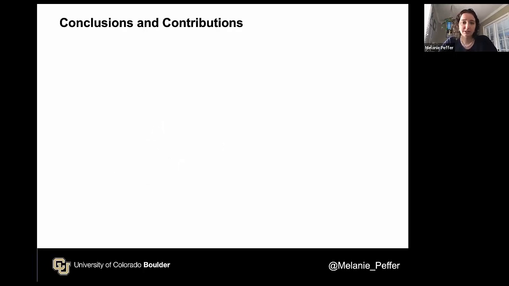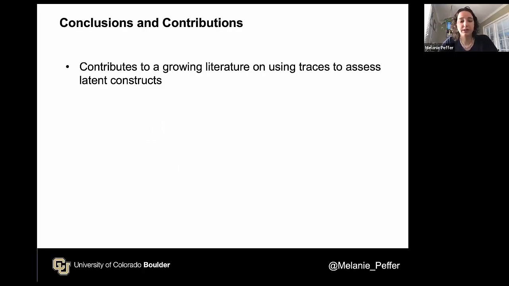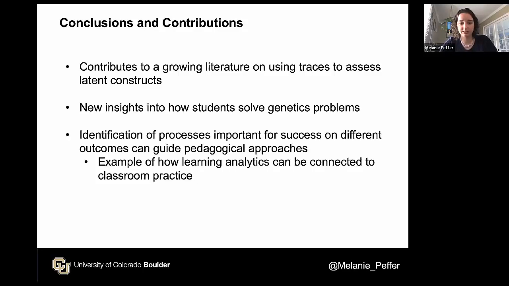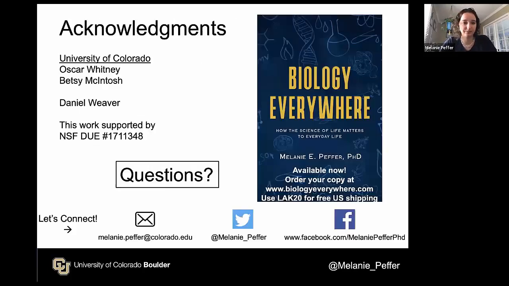So big conclusions, overall contributions of this paper. It contributes to a growing literature on using traces to assess latent constructs like metacognition. It gives us some new insights into how students solve genetics problems and things that we can focus on in the classroom. And it identifies processes that are important for success on different outcomes. So it will be important for guiding pedagogical approaches, from how do we just solve problems versus how do we help students succeed in genetics courses. And it's also a nice example of how we can use learning analytics to connect to classroom practice.